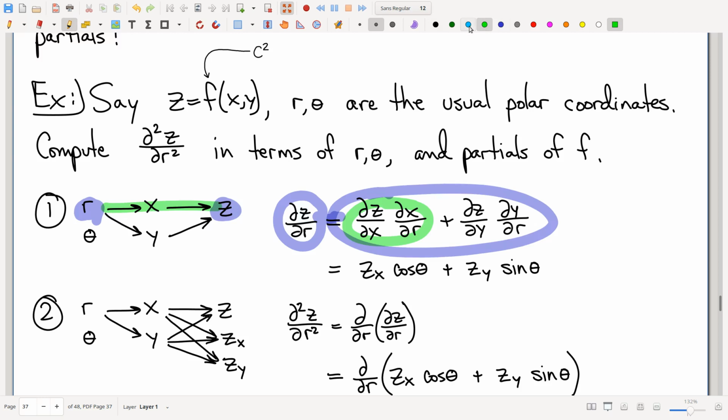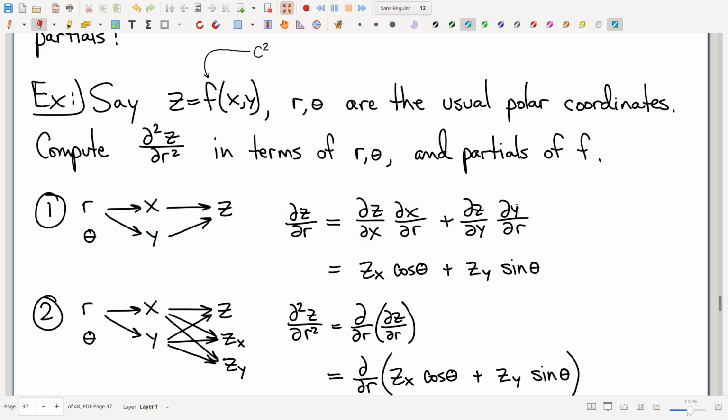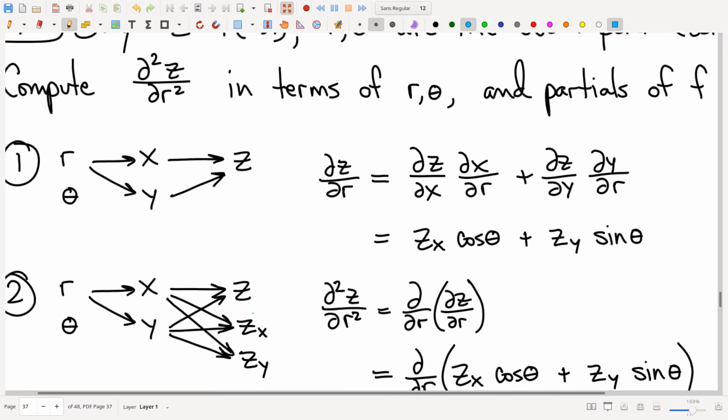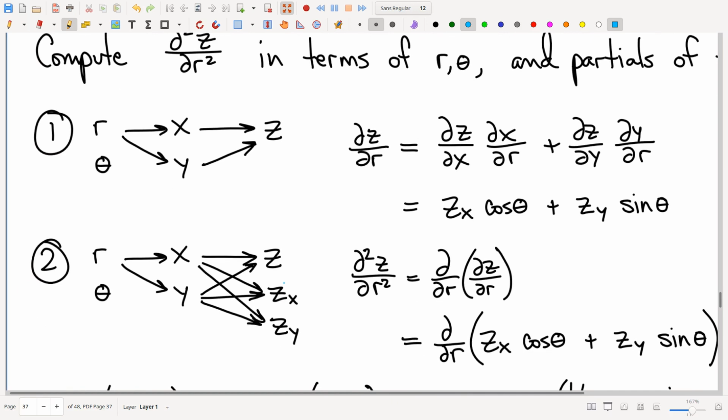Two paths and thus two terms. That's just a single partial. Okay, nothing interesting's happened yet. Note a couple of quick simplifications, and again, not that interesting, but because x and y are the usual functions of r and theta, it's easy to take the partial of x with respect to r. Partial of r cosine theta with respect to r is just cosine theta. Likewise, over here.